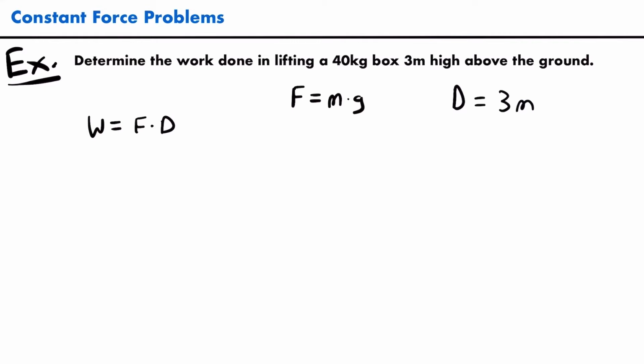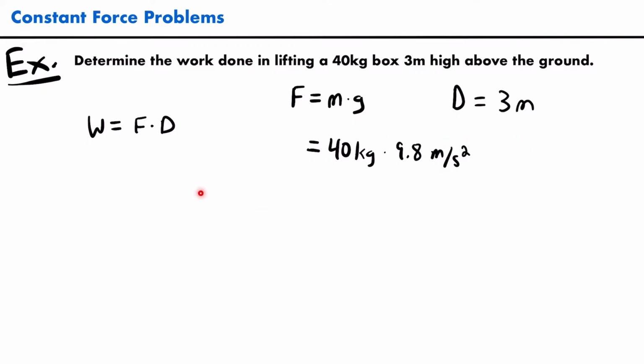Well, when we're working with the metric system like we are here, since we have meters and kilograms, gravity is equal to 9.8 meters per second squared. And so the force in this example will be equal to the mass of our box, 40 kilograms, times gravity, which is 9.8 meters per second squared. All right, so our work is going to be equal to the force times the displacement, and we have that the force is equal to 40 kilograms times 9.8 meters per second squared, and the displacement is 3 meters.